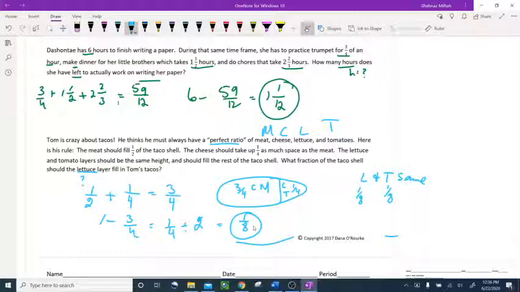So that's how with these word problems, you can practice them over and over. Read the question, draw a picture, it works.